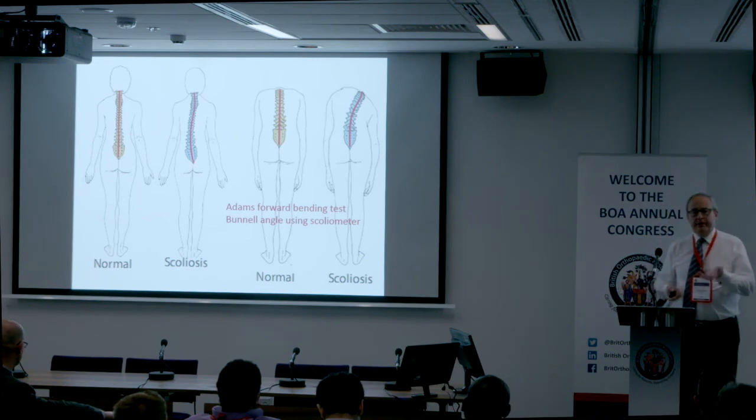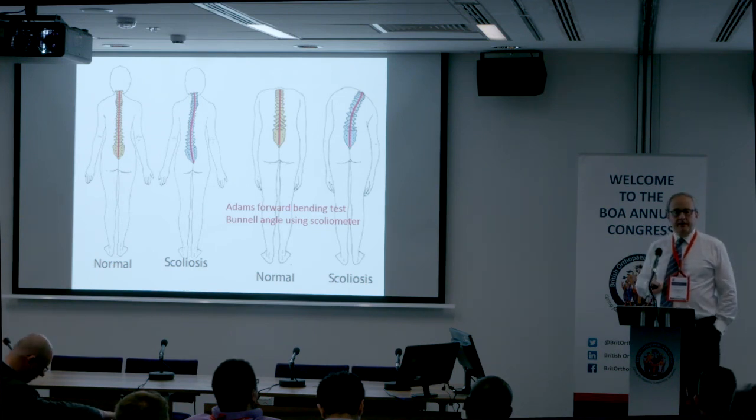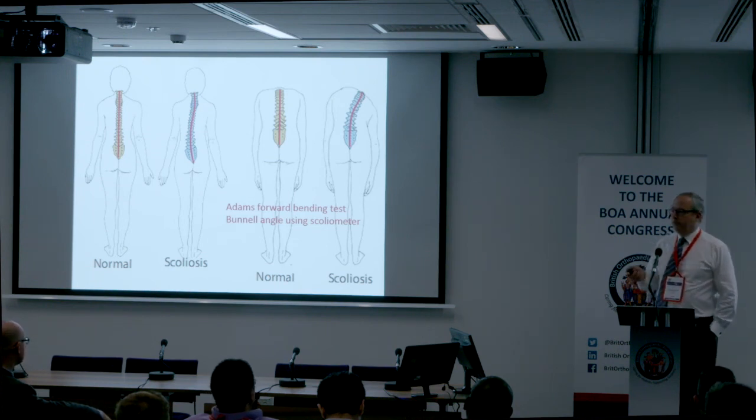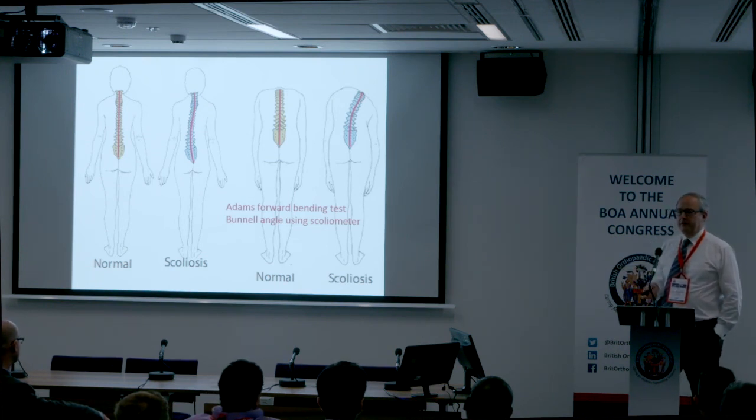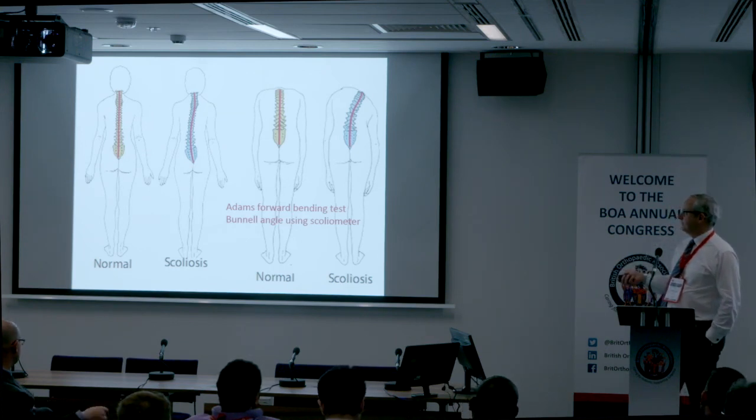So if you stand behind a patient and say, I can see there's malalignment in their coronal plane. I think this patient has a scoliosis. I'd like to just check their forwards bending test. The examiner will be quite happy with that because you've moved on to do the next stage of a scoliosis examination.